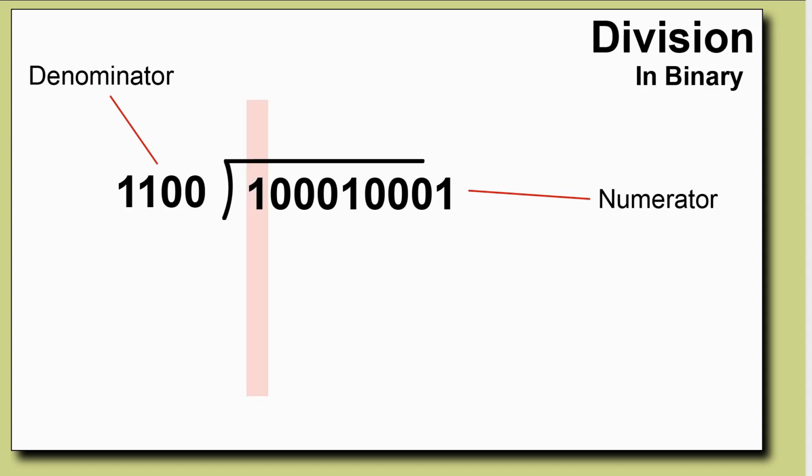So looking at the first digit, we bring the 1 down. 12 is clearly not going to divide into 1. But we need to think about what we actually mean by a divide at this point, because this is binary and we've only got 1s and 0s. We can only ever get a 0 or a 1 up here.